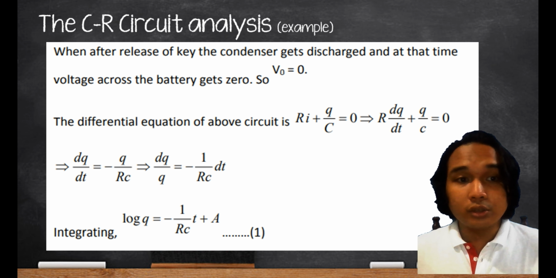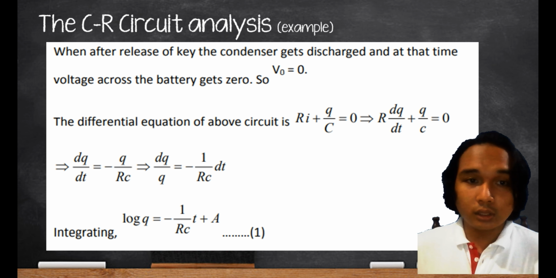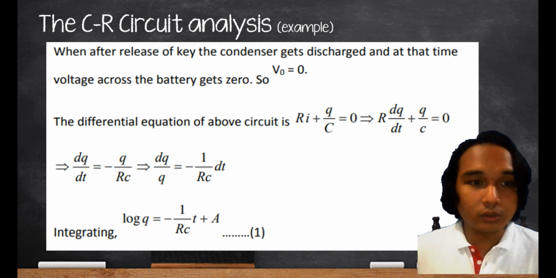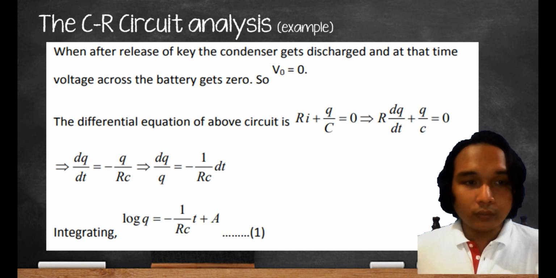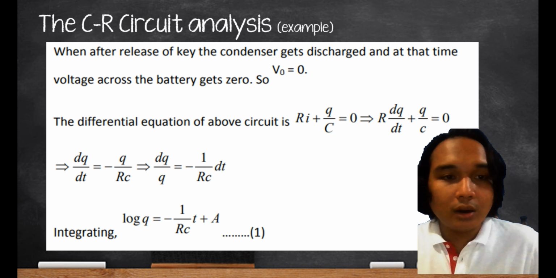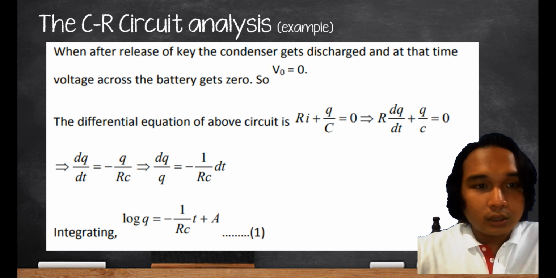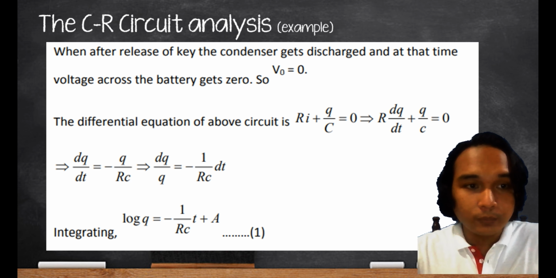The differential equation of the above circuit is Ri plus Q over C is equal to 0, which gives us R times dQ/dt plus Q over C is equal to 0. dQ/dt is equal to negative Q over RC, which, when we further simplify, becomes dQ over Q is equal to negative 1 over RC dt. So we integrate this, we get log Q is equal to negative 1 over RC t plus A. So this will be our first equation.